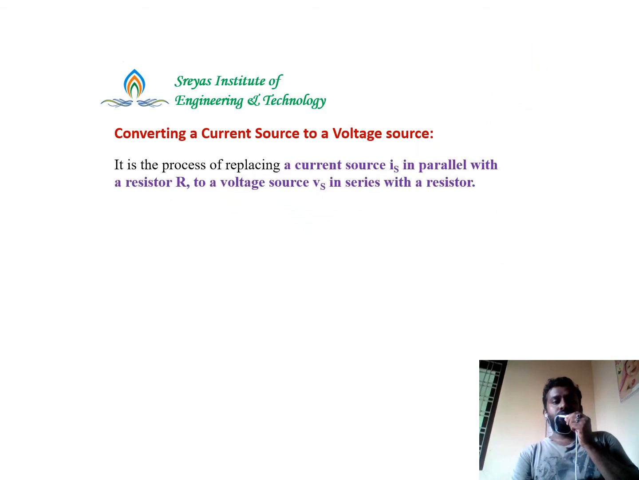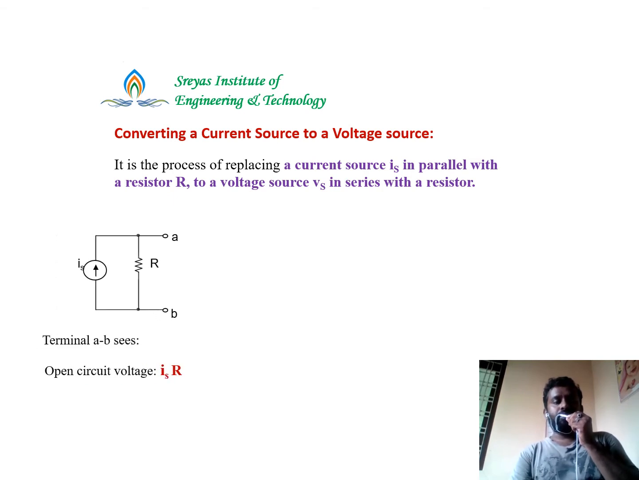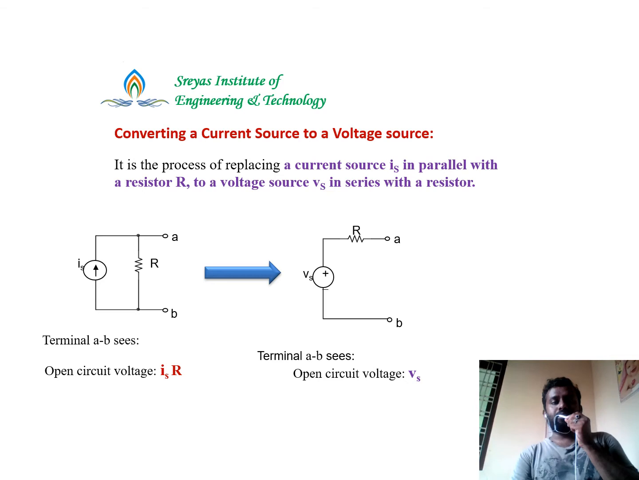Converting a current source to a voltage source. As you know, the current source will be having a resistance in parallel. This must be converted to a voltage source in series with a resistance. Let's suppose there is a current source Is in parallel with a resistance R. This can be converted to a voltage source in series with a resistance R, where the value of this voltage source will be Is into R. By Ohm's law, V is equal to I into R, right? So Vs is equal to Is into R.